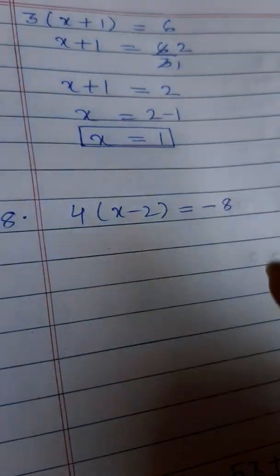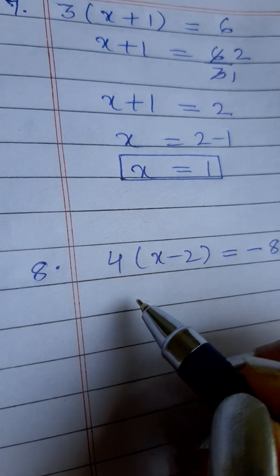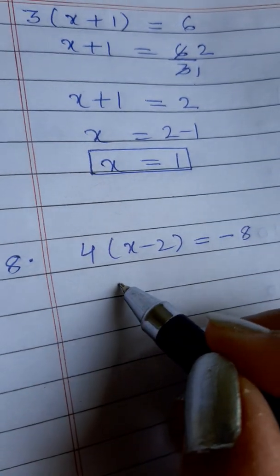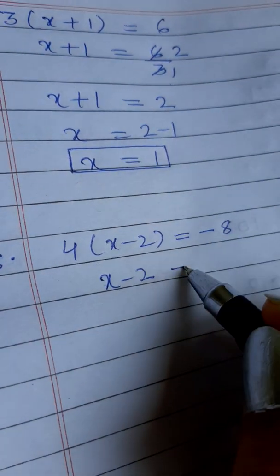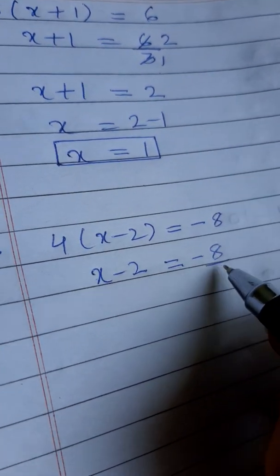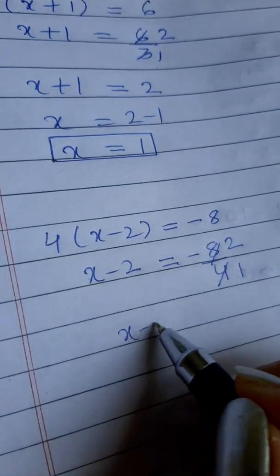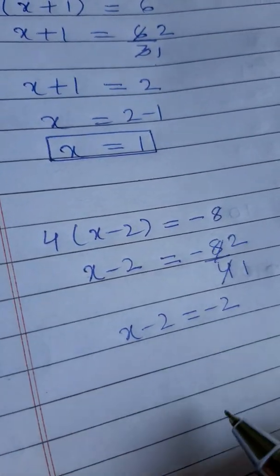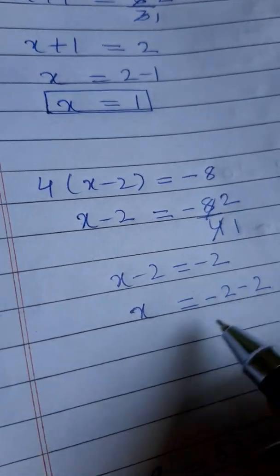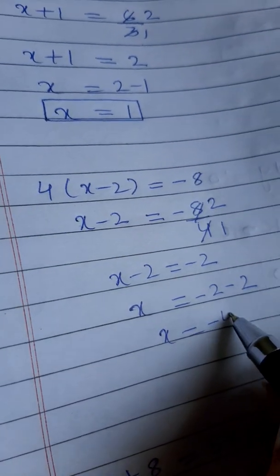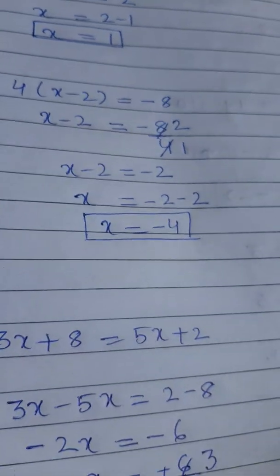Let us understand this by taking another example. Question number 8. By doing example 8, we can understand this more. This is x minus 2, because we have to transpose this 4 to the other side. Minus 8 upon 4 it will become. 4 ones are 4, 4 twos are 8. X minus 2 is equals to minus 2. Now transpose minus 2 to the other side. Minus 2 and minus 2 will become minus 4. So your answer will be x is equals to minus 4.